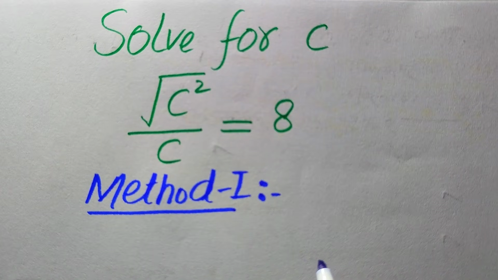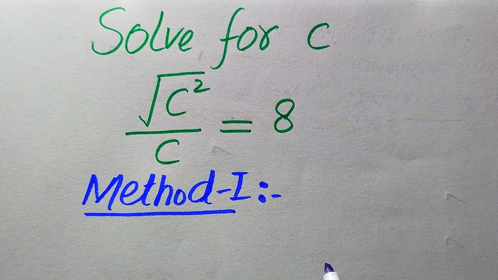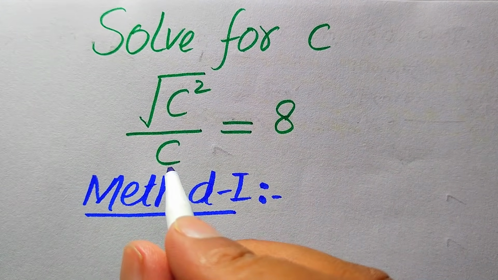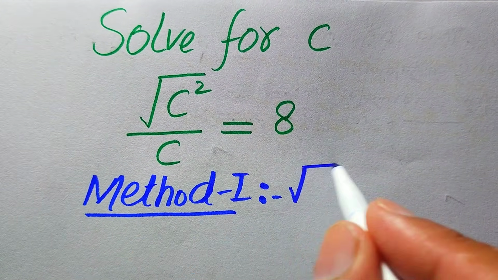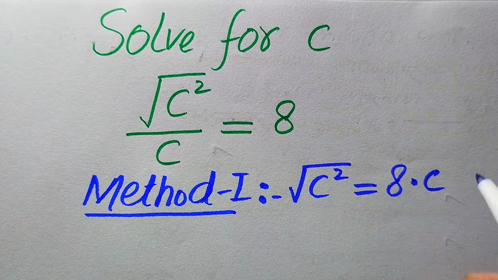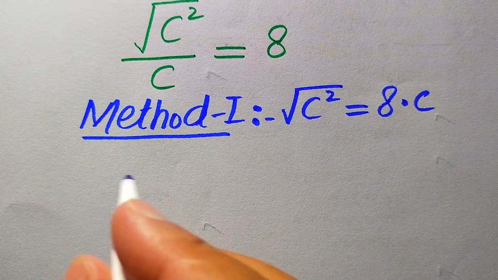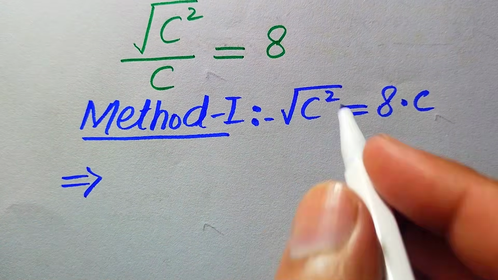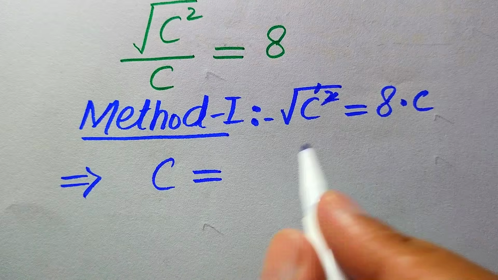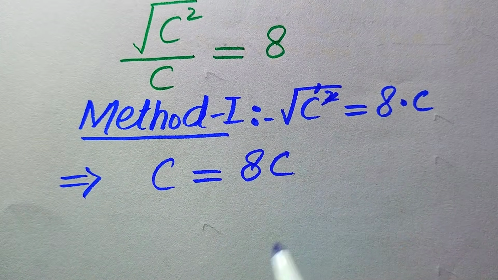And now we move towards the solution of this problem from the first method. In the first method, you see that this c is divided on the left hand side, and when we move it to the right hand side, we get the square root of c squared is equal to 8 times c. And now in the next step, this 2 and this square root are gone, and we get c is equal to 8 times c.